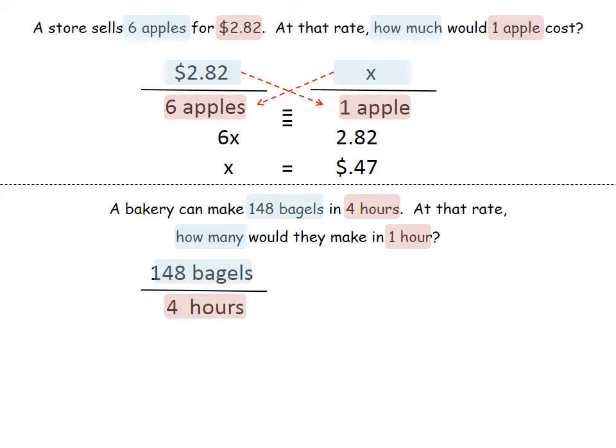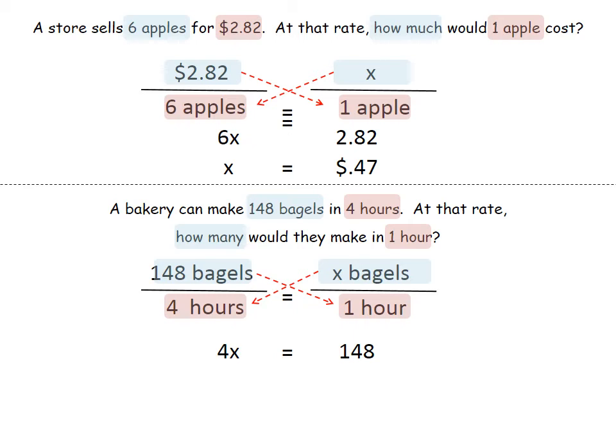We create our first ratio using the known information. We create the other side ratio using what we have to do to solve the problem. This looks very similar to the previous apples problem. We'll do the cross multiply, and that'll give us 4x equals 148. We'll divide both sides by 4, and what that'll give us is x equals 37. So this is telling us that if they can make 148 bagels in 4 hours, at that rate, they'll be able to make 37 bagels in 1 hour.